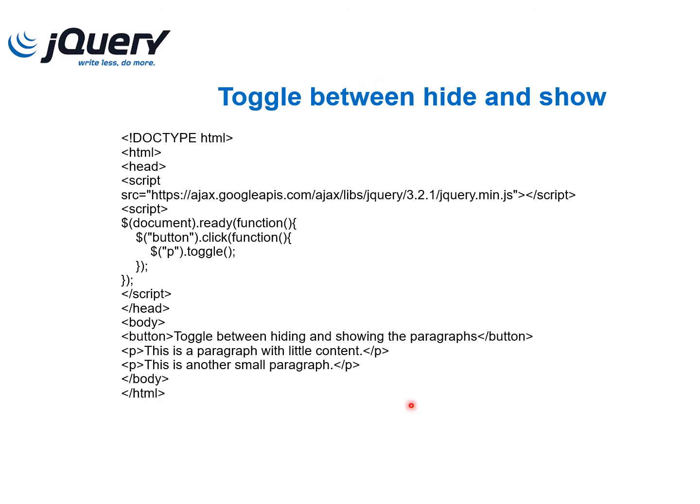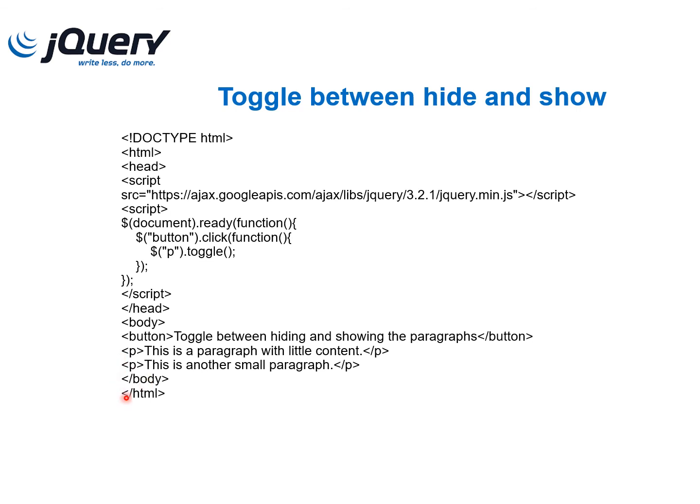Then here we have a program code where the toggle happens between hide and show. Let us have a look at this code. In the HTML head part, there is a script tag with a source URL. It indicates a JavaScript file which contains some jQuery. Then the script is closed. Then another script tag is opened: $(document).ready function, then $("button").click function, $("p").toggle. Then the script is closed.